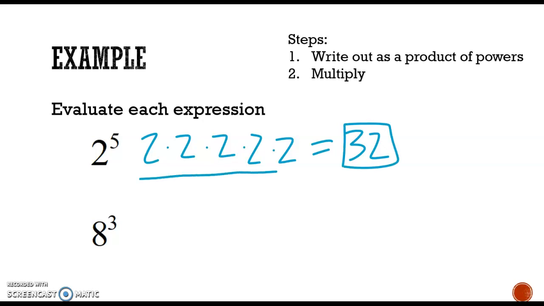Writing out 2 times 2 times 2 times 2 times 2 is not part of the answer. That is just showing our work. Okay? So when it says evaluate, really all I need is the number 32 on this answer.